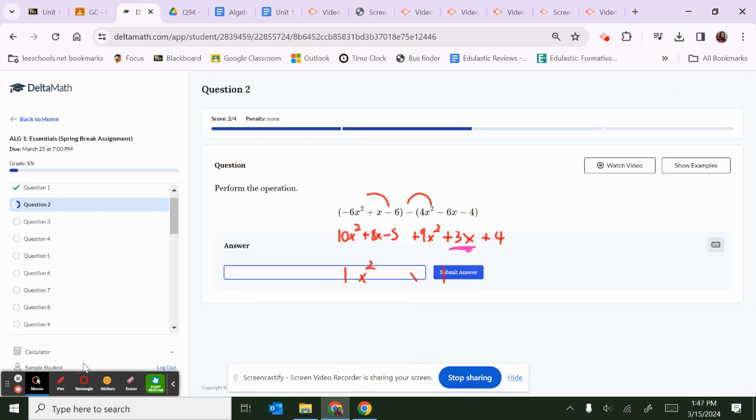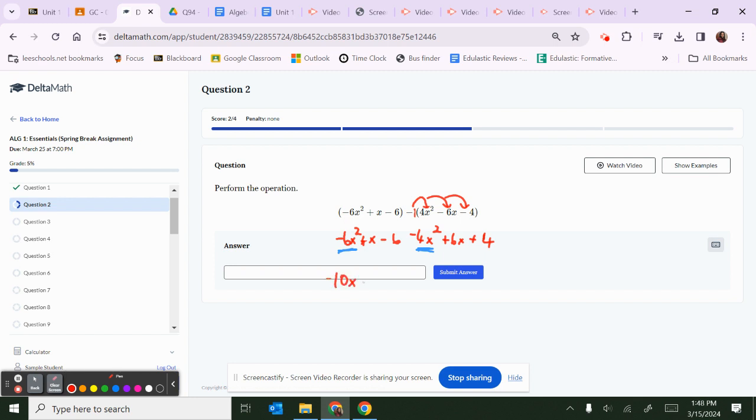When we try this next one, guys, let's clear our screen. We're going to do the same thing. In front of here is a negative 1. Distribute. That would be negative 4x squared, positive 6x, and negative positive 4. When you distribute that, it will change the signs, but the numbers stay the same. All of these other terms you just bring down. Now I'm going to combine like terms. So this goes with this: negative 4x squared minus 6x squared is negative 10x squared.